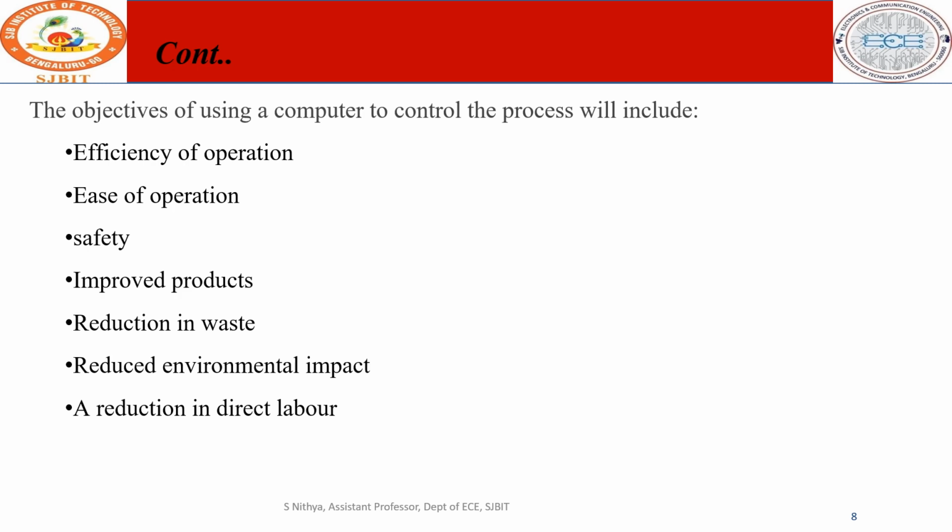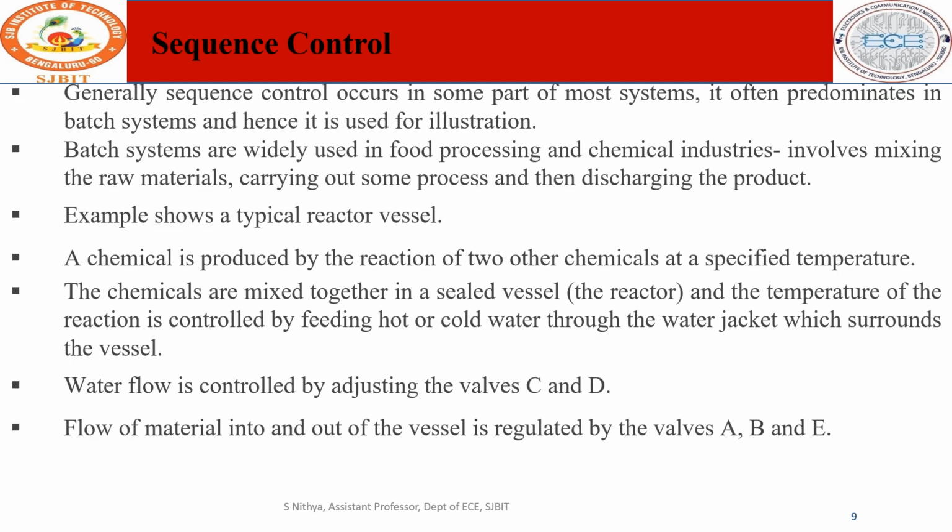Now, first in this computer control, we are going to talk about sequential control. What do you mean by sequence control? By using one example, we are going to talk about it. Generally, sequence control occurs in some parts of most systems, and it is often predominant in batch systems, and it is also used for illustrations. So the batch processing is used in this sequential control. We are considering batch systems, which are widely used, and which are illustrated as follows.